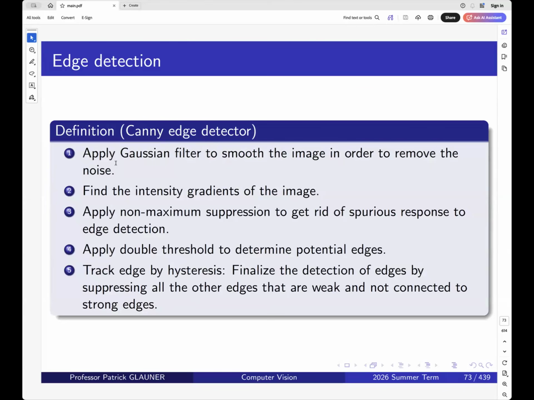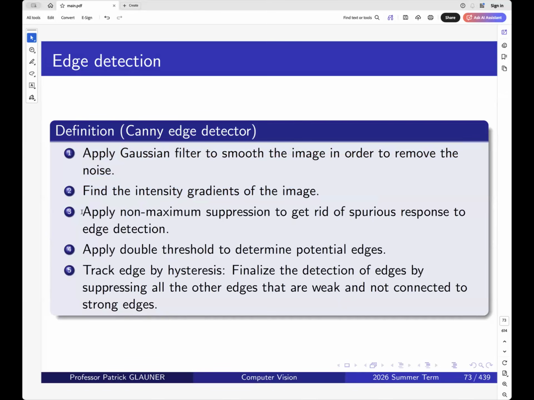What you do is you first apply a Gaussian filter to smooth the image, to remove noise, because noise is really painful. If you have a lot of noise in there, you get a lot of unnecessary edges. The Gaussian filter is something we have seen today as well. After you apply the Gaussian filter, you find the intensity gradients of the image. That's, for example, using the Sobel operator. So number two could be just the Sobel or Roberts operator.